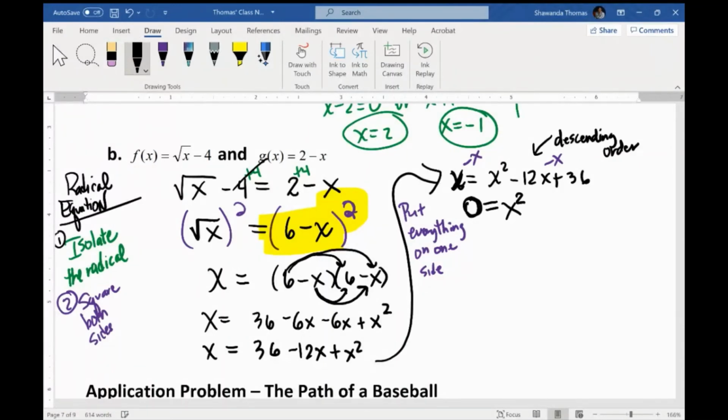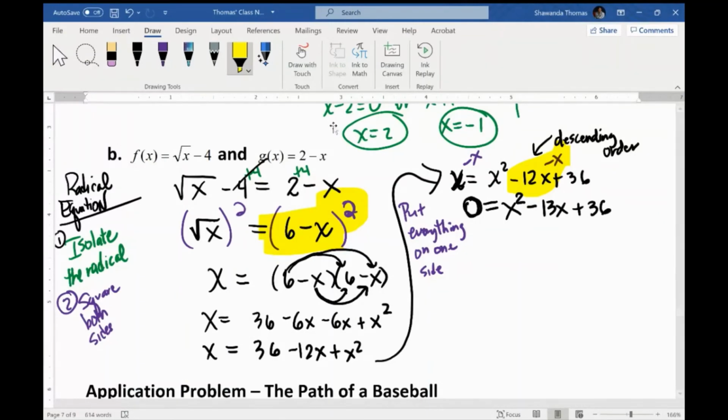What would be next? 13x. What did you say, Christina? I said minus 13x. Very nice, Christina. Minus 13x plus 36, because these are like terms. We have to combine negative 12x minus 1x to give you negative 13x.